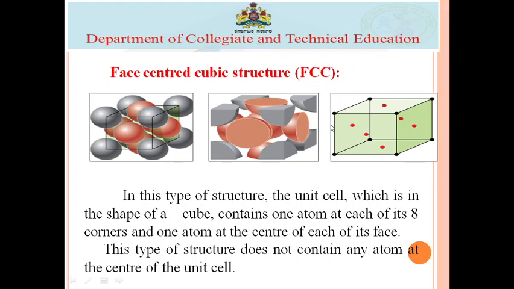Like in BCC, where atoms are arranged at the corners, similarly in FCC also one atom is arranged at each corner. And one more thing, in this cube there are 6 faces, and at the center of each of the 6 faces one atom is present, so total 14. So, 8 at the corner and 6 at the face.